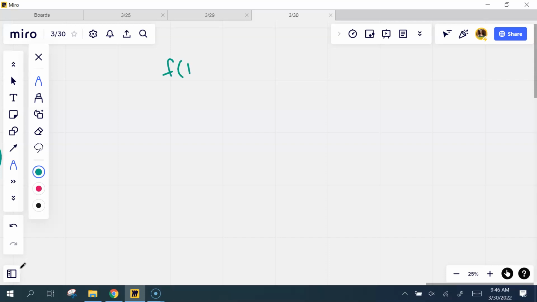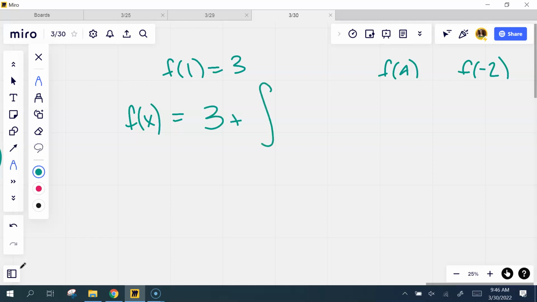Given that f of 1 equals 3, write an expression for f of x that involves an integral and then use it to find f of 4 and f of -2. So, for the integral, I did f of x. Remember, we've got the graph of the derivative, right? So the first part is 3, and then from there, I'm going to start at 1 and go to x of the derivative, but remember these change of variables, the way the fundamental theorem works.